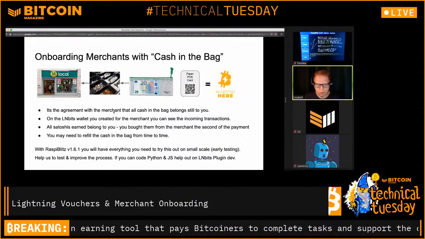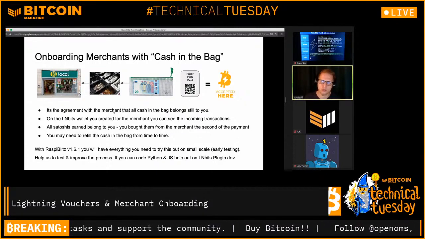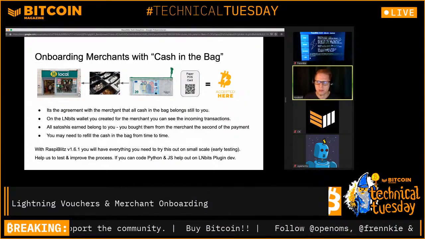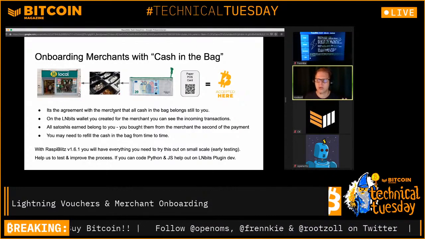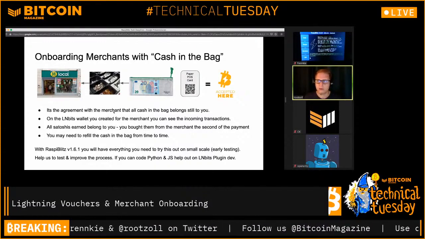Raspberry Blitz 1.61 will hopefully have everything ready for you to try this out on a small scale, as early testing. It should even work with 1.6, because with the IP tutorial you have this already. This is something you can try out. And again, help us here. You're very, very much invited to help us out and test this.